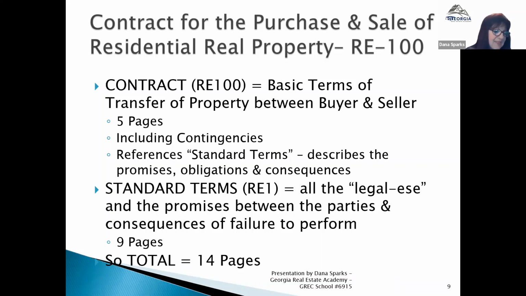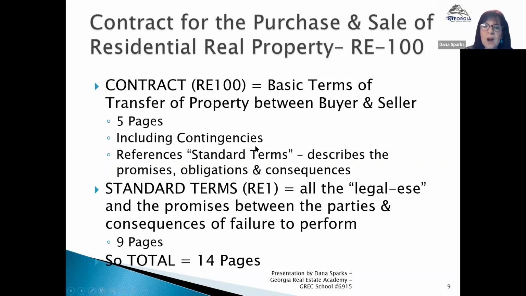Then they separated that out and created a completely separate document. So now we have two documents. One is the contract, which is RE 100, and that is the basic terms of transfer of property between the buyer and the seller. It is 5 pages long. It does include several contingencies, and you guys are going to be excited when you see what contingencies are included in the actual purchase and sale agreement itself.